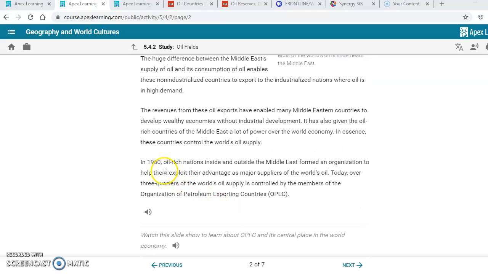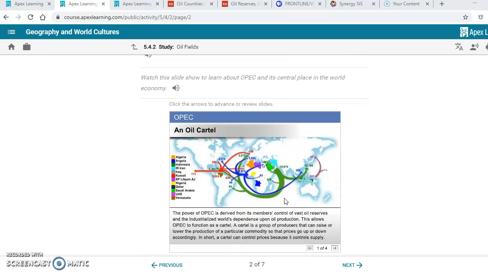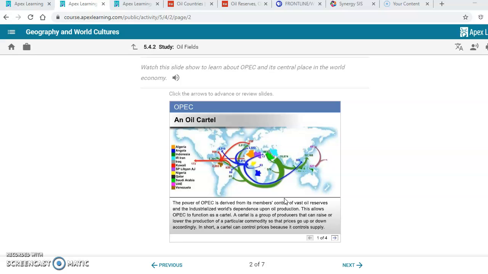In 1960, oil-rich nations inside and outside the Middle East formed an organization to help them exploit their advantage as major suppliers of the world's oil. Today, over three-quarters of the world's oil supply is controlled by members of the Organization of Petroleum Exporting Countries, or OPEC. This is a very important presentation because numbers 3 through 13 are based on the information provided by something that you haven't talked about called OPEC.